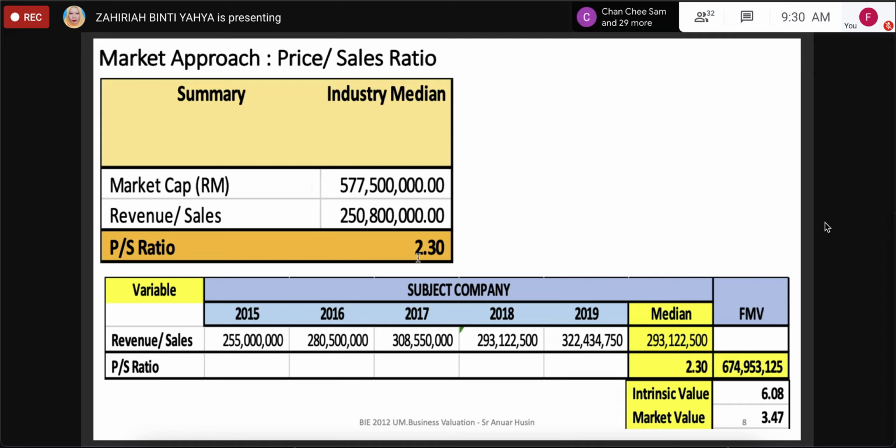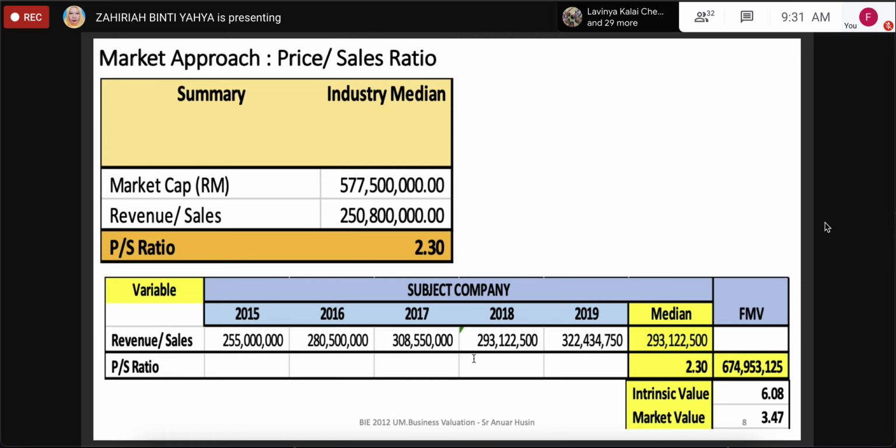How to get 2.3? This is a silly question, but I want to ask anyway. Market capitalization divided by sales. Okay. Yeah. 577,500 divided by sales. Yes. So you get 2.3. Okay. So we go to the subject company. Yeah, subject company. Revenue, sales, revenue.